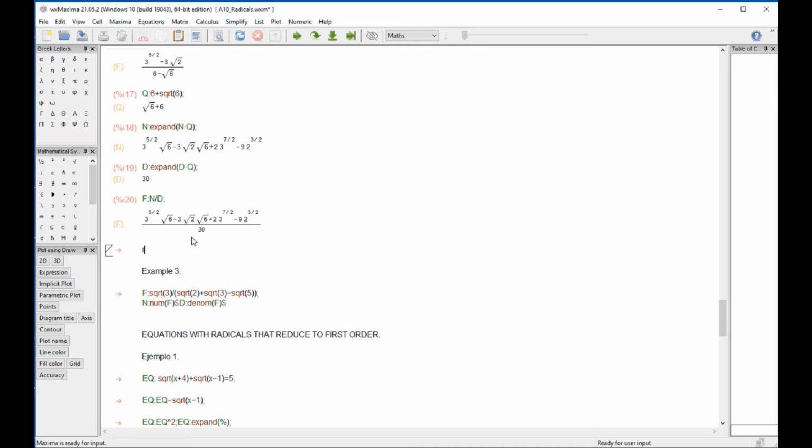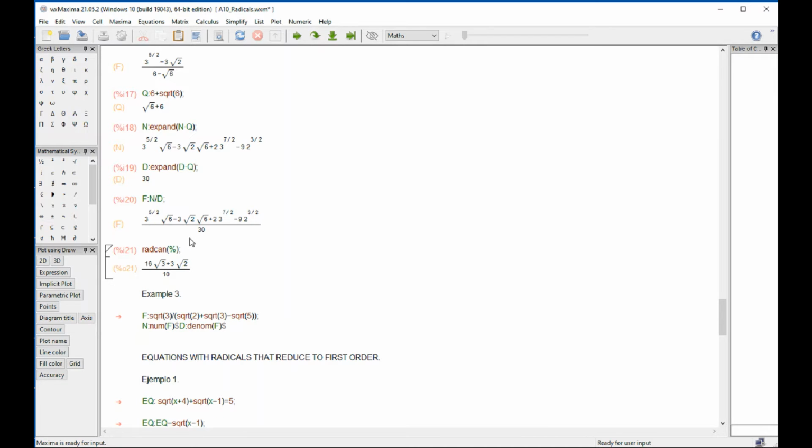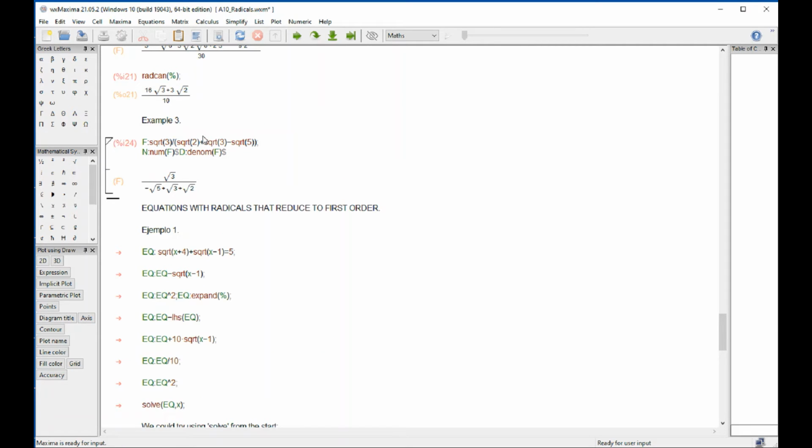I'm going to try radcan of the previous result, and that simplifies to 16 square root of 3, 3 plus square root of 2 over 10. And so we are rationalizing the denominator in these cases. The last case is this one. Now this is going to be a little bit more complicated.